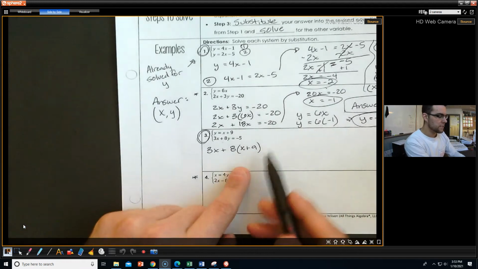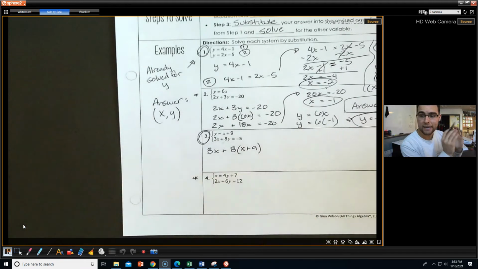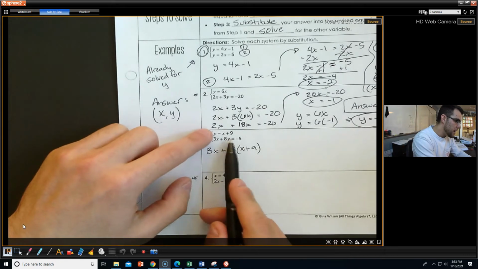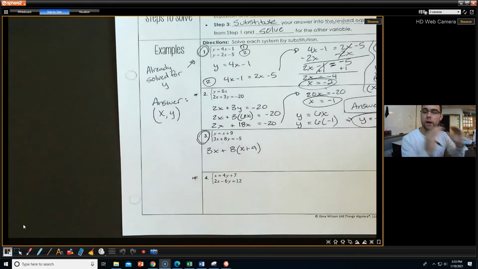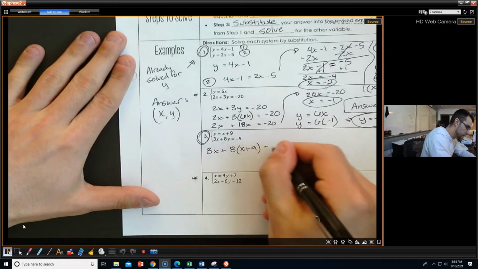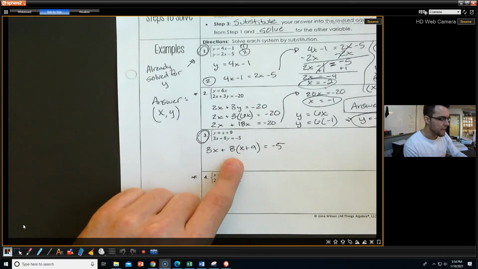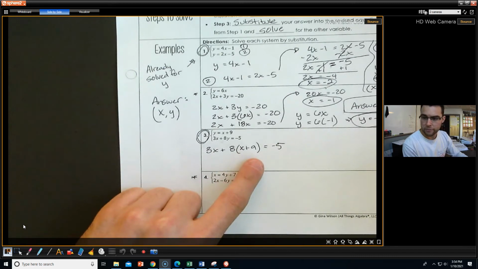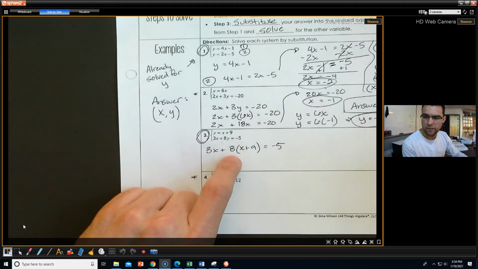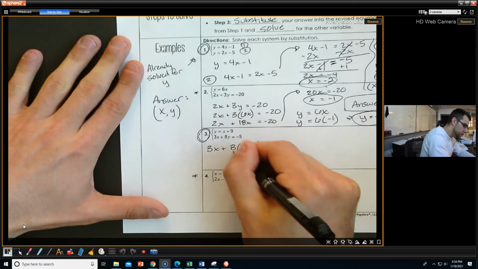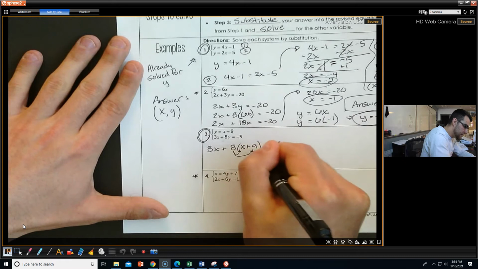And the reason I'm replacing it like that, I'm replacing the whole thing exactly as I see it, right? I know that y is equal to x plus 9, so I treat it like one quantity, which is why I'm putting it in parentheses. And that equals -5. The other reason I do that is because if I have parentheses with some stuff in there, and I have this 8 on the outside, I can distribute that 8 to both of those.